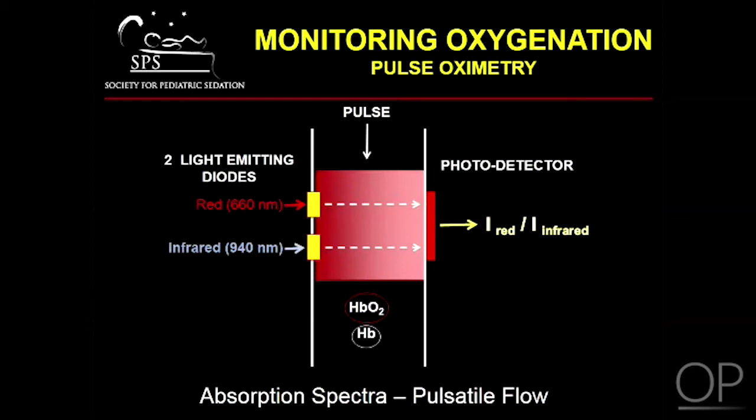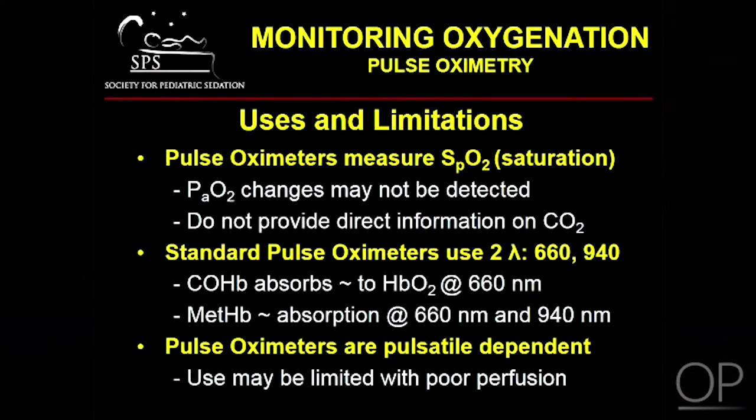With each pulse of arterial blood, the ratio of transmitted light shifts, enabling the pulse oximeter to determine which parts of the absorption spectra are related to arterial flow and subsequently convert that data into an estimated saturation. Given this mechanism, the pulse oximeter cannot directly detect PO2, although under normal conditions, an estimated PO2 can be obtained from the hemoglobin-oxygen dissociation curve.